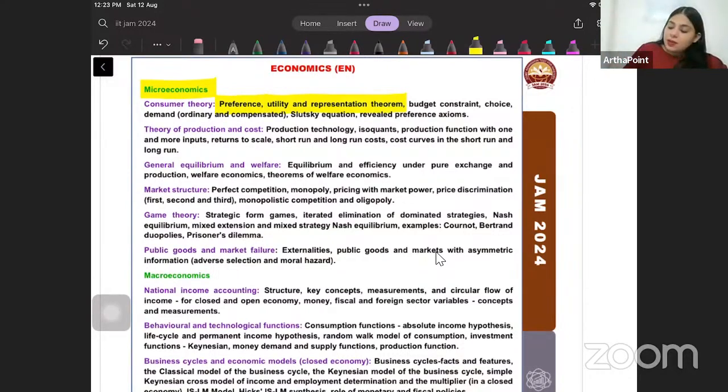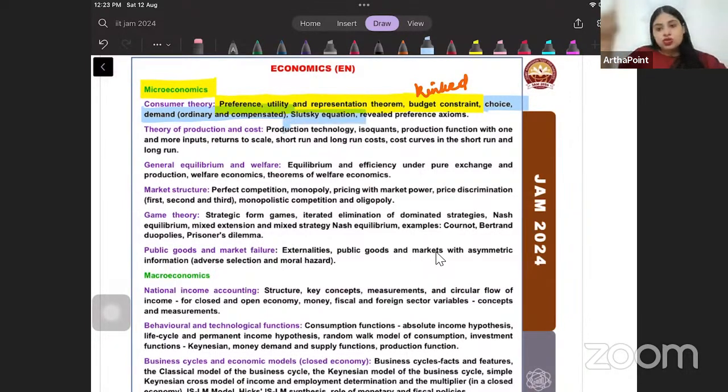Then you have utility and representation theorem, जिसमें you should know what is cardinal utility, ordinal utility, composite utility functions, everything you should know. Budget constraint, जिसमें आपको simple budget lines भी आनी चाहिए and kinked budget lines भी आनी चाहिए. Choice, that means you should know how to find equilibrium. Demand, compensated and ordinary. So if you remember, we have done compensated demand curves in class, right? So you should know both ordinary demand curves, compensated, and इसमें हमने पूरा का पूरा जो भी different numericals किए हैं, you should be well aware of that also.